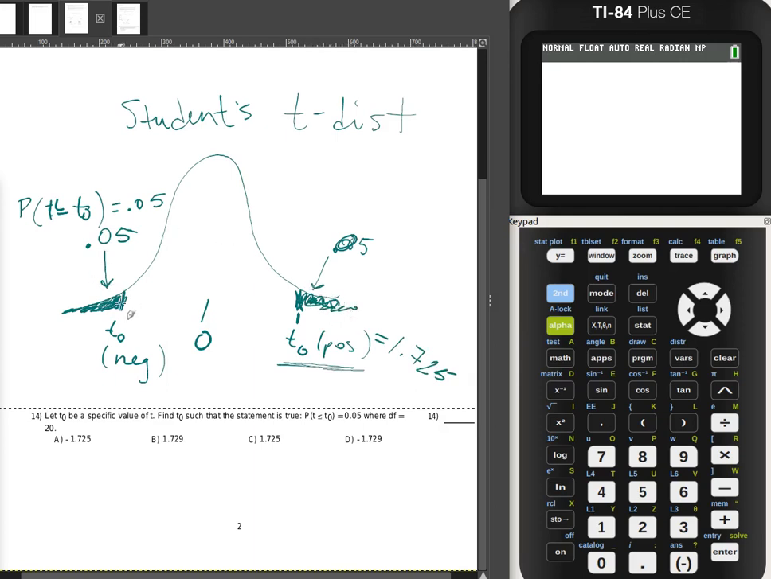We want the one with the area to the left to be 0.05 because we have this kind of less than or equal to situation. So we just want it to be the negative version of this because the t distribution is symmetrical. So it should be -1.725 is the t value on this side. That's this t0. So that should be answer choice A.